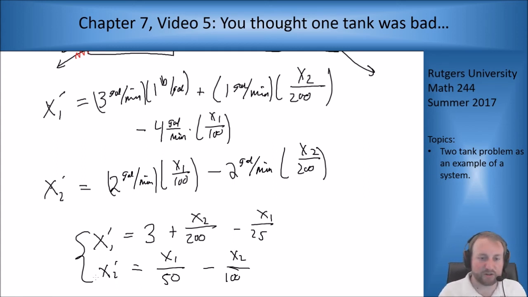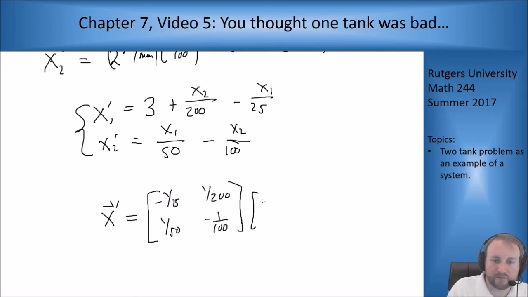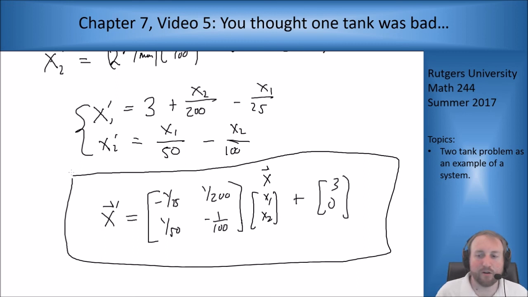Now if I wanted to write this in matrix form so it looks nicer, then I get something like this. X vector prime equals, what is my matrix? My matrix is going to have, for x1 first, negative 1 over 25, and for x2, 1 over 200. Then for x1, 1 over 50, and for x2, negative 1 over 100, times x1, x2, which is my vector x, plus the vector 3, 0. And this here is my ODE system for that tank problem given in matrix form.